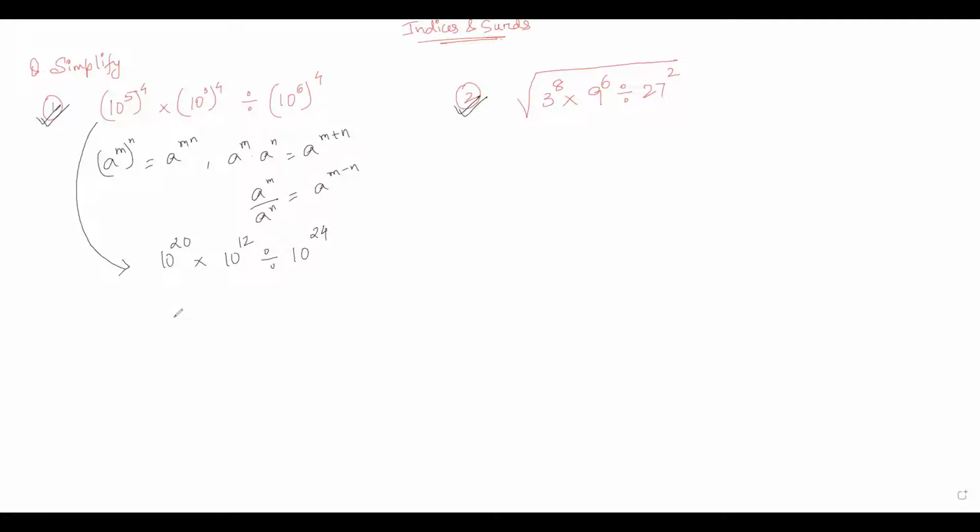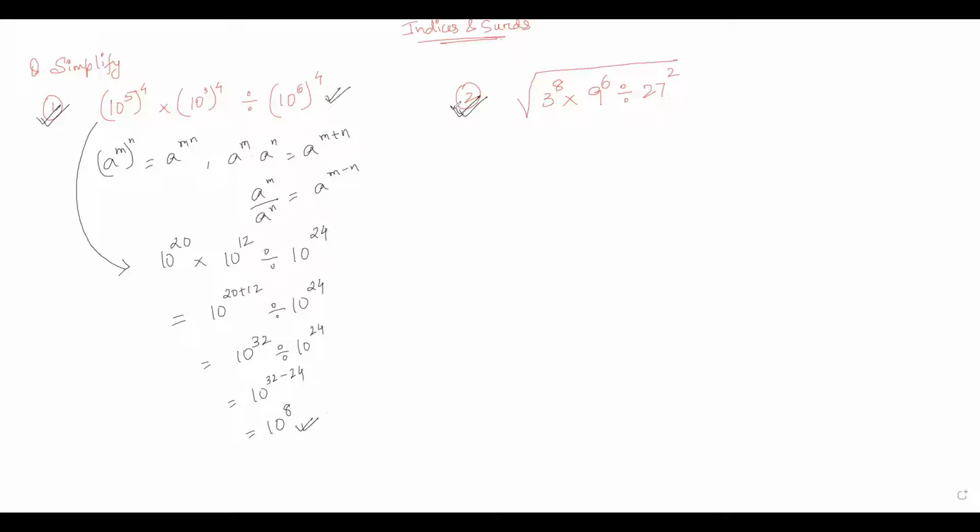So again, if we simplify this, this would be 10 raised to power 20 plus 12 divided by 10 raised to power 24. So this would be 10 raised to power 32 divided by 10 raised to power 24, which would be 10 raised to power 32 minus 24, which would be 10 raised to power 8. So if we simplify this expression, this would be simply 10 raised to power 8.